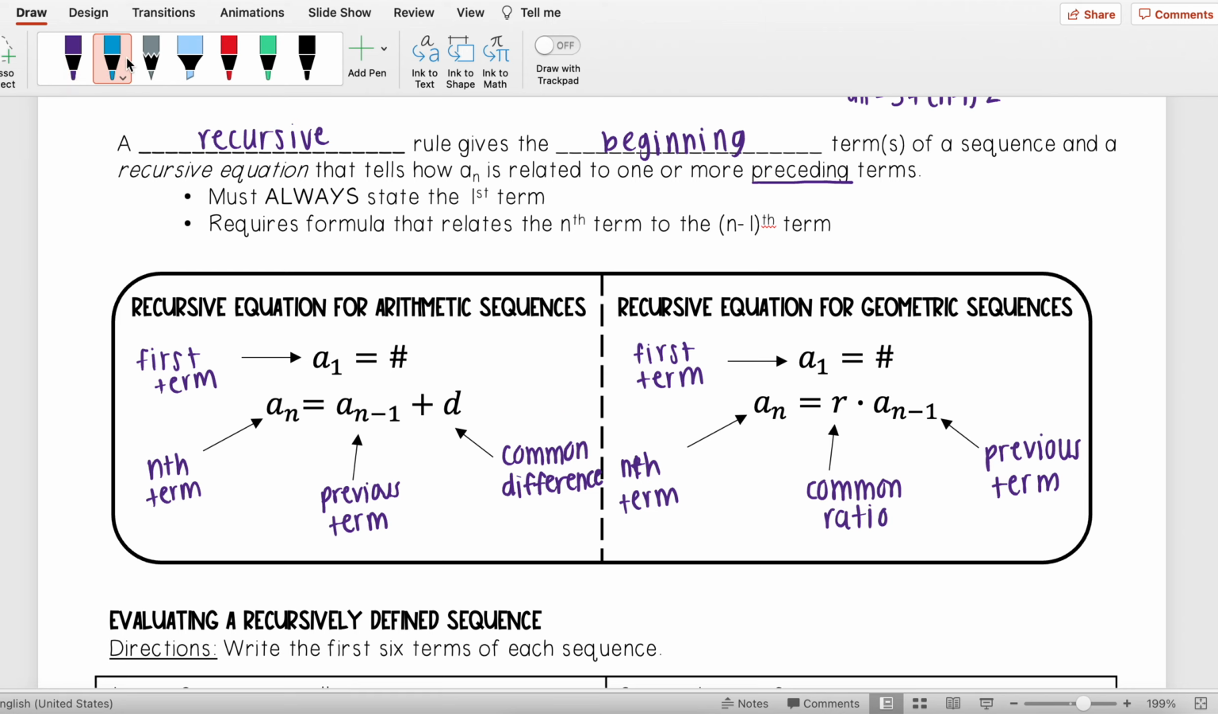So let's look at an example of plugging something in. Let's say I knew what a3 was, the third term. This recursive equation is going to relate that to the previous term, which when I plug in n, I get a of 3 minus 1, plus d. Well, 3 minus 1 just gets me a2 plus d. So my third term is going to be the previous term, which is the second term, plus d. And that's how these are going to work.